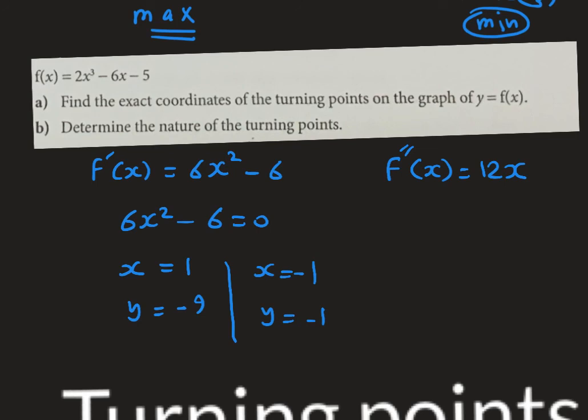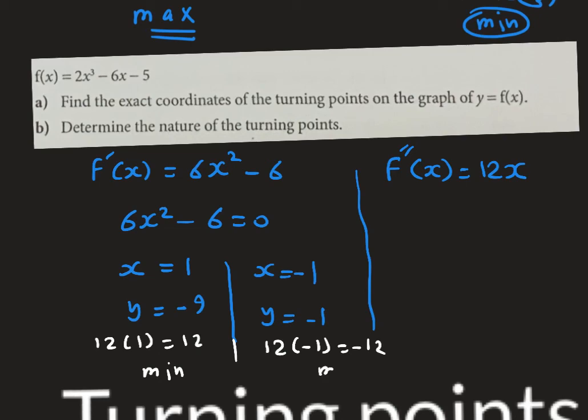Now how to find the nature for each point? Put x equals 1. If you put x equals 1, the second derivative will be 12 times 1, which equals 12. Positive, so this is a minimum point. Second one, 12 times negative 1 is negative 12, so maximum point.